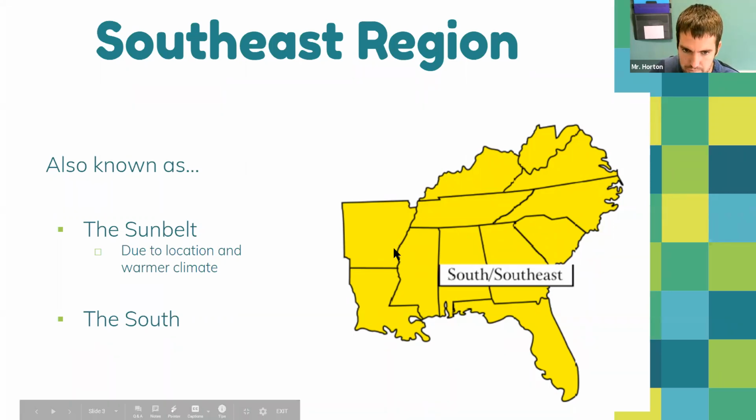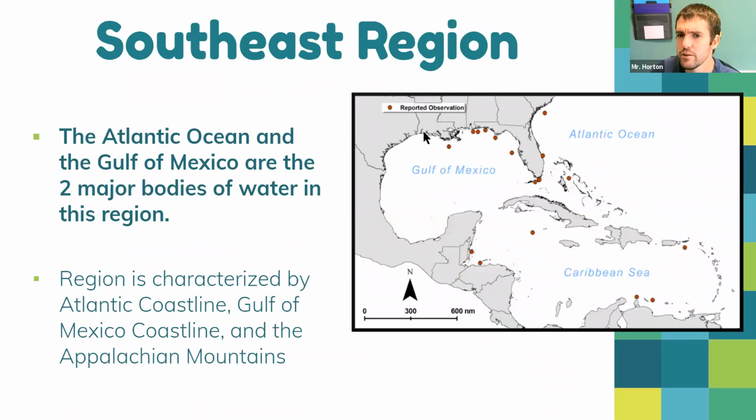All righty. Here's our first thing that we need to write down. Within the Southeast region, you're just going to put this first bullet point. There are two big bodies of water. The Atlantic Ocean and the Gulf of Mexico are the two major bodies of water in this region. So write this first one here.